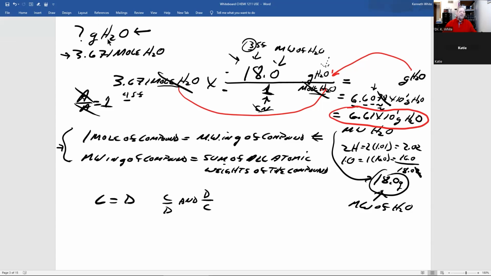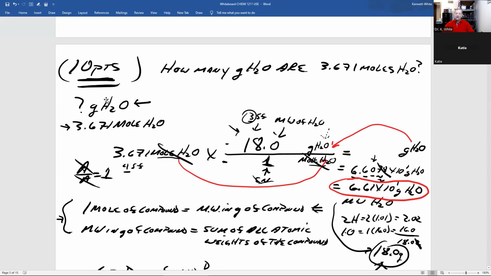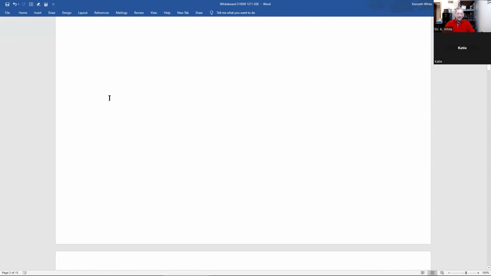So if I need 3.671 moles of water, I go to the lab and weigh out 6.61 times 10 to the first grams of water, which if you convert it to decimal, which you don't have to do in my class, but I do, would be 66.1 grams of water. And remember, 10 points. Whoa. Let's do another one.